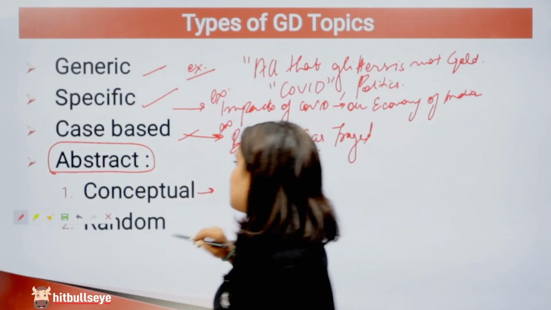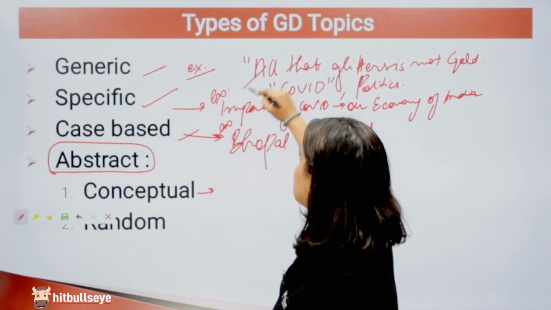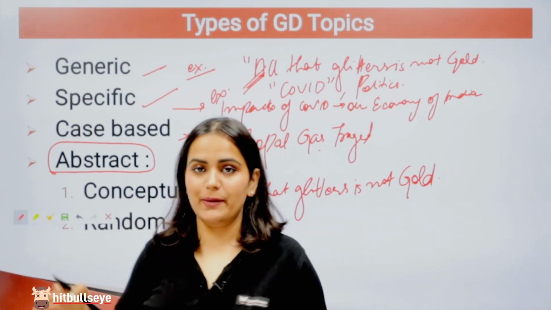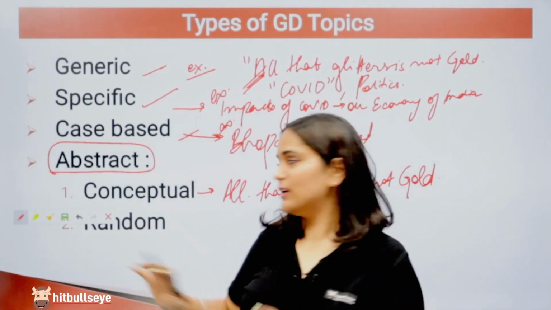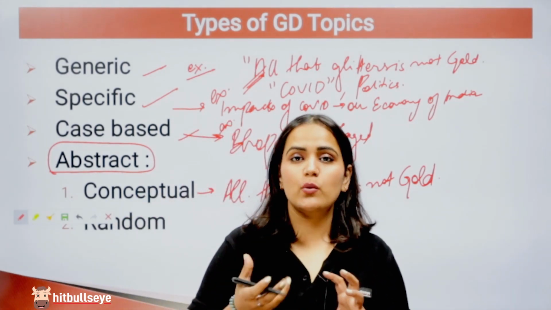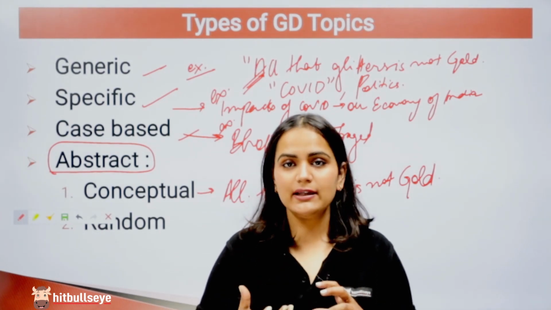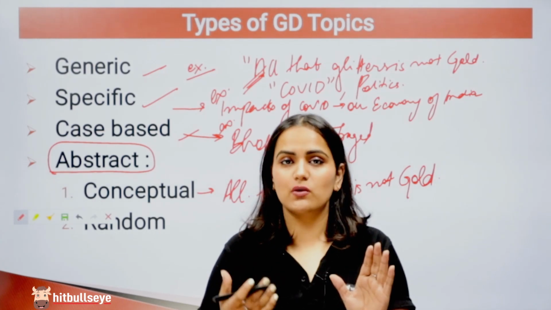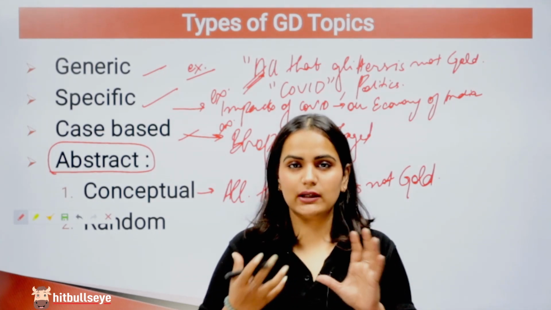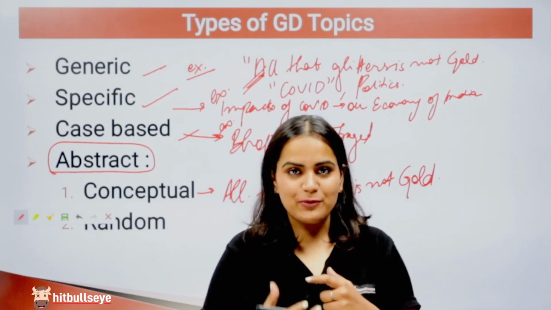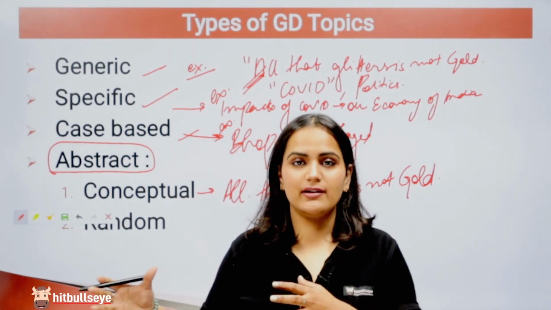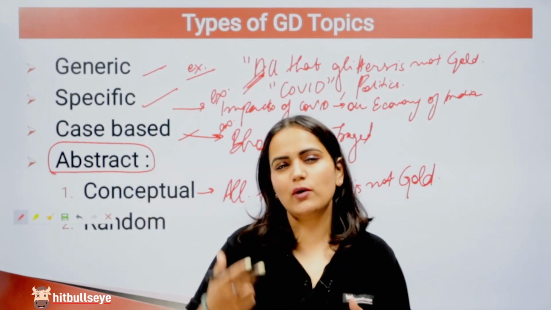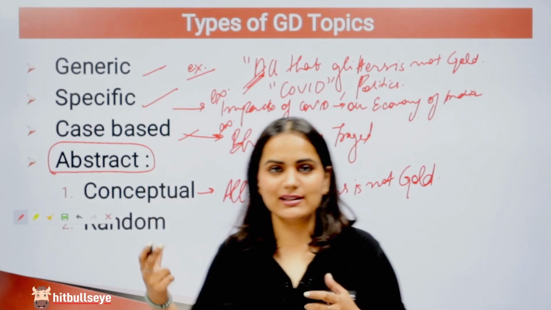So now, first is conceptual, right? This kind of topic is like all that glitters is not gold. This is a topic that can come when it comes to abstract types of topics which are conceptual in nature. Why are they conceptual in nature? Because though abstract, we don't know what is gold here, and we don't know what glittery is here, right? So these are abstract, but they can be related to various things. We just need to understand the meaning of whatever the topic says.